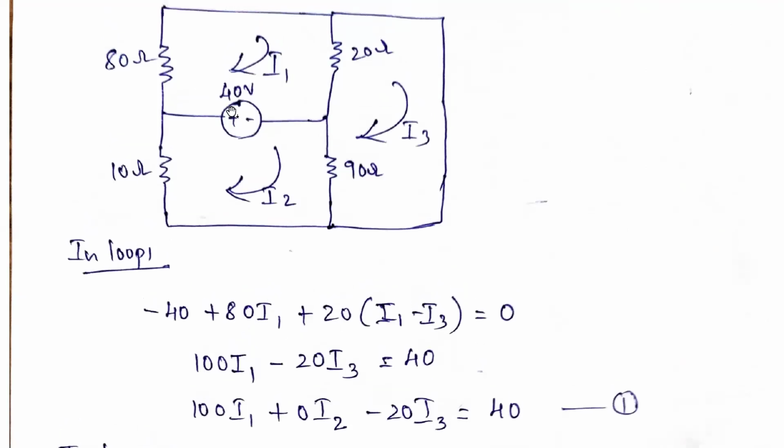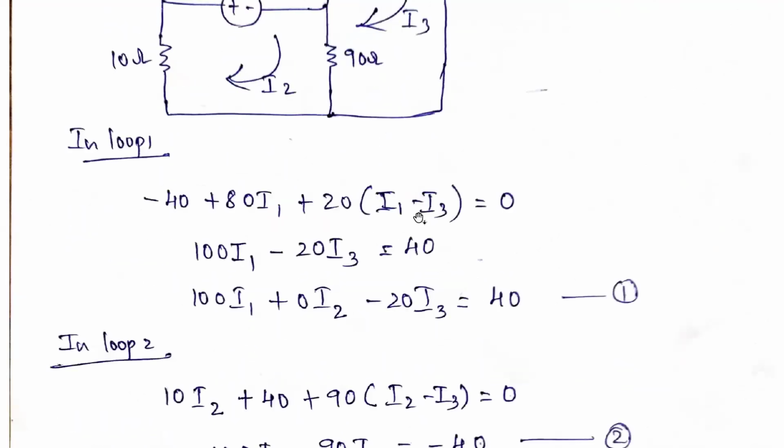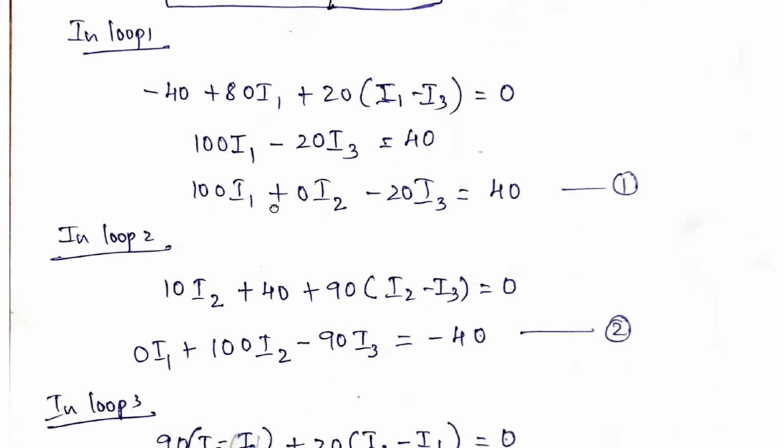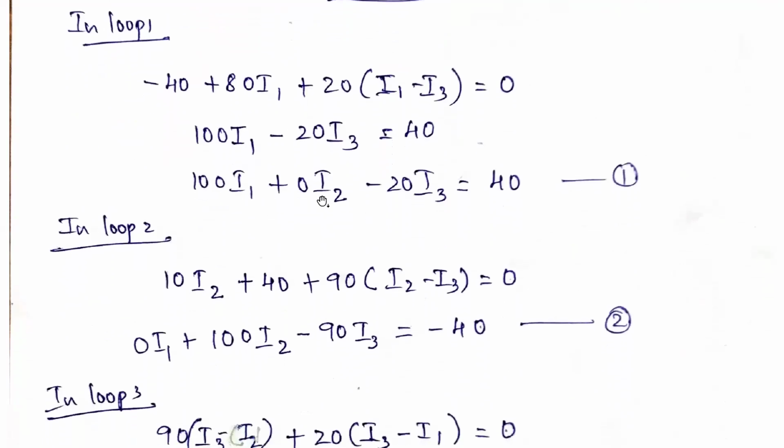From loop 1, the current is flowing like this, that is minus to plus. So minus to plus is minus 40. In that term, we are taking this plus 80 into I1 plus 20 into (I1 minus I3) is equal to 0. Further simplifying, we got 100 I1 minus 20 I3 is equal to 40. I2 is not there, just add it as 0 I2, for simplifying, it will be very easy. So 100 I1 plus 0 I2 minus 20 I3 is equal to 40. Take this as equation number 1.